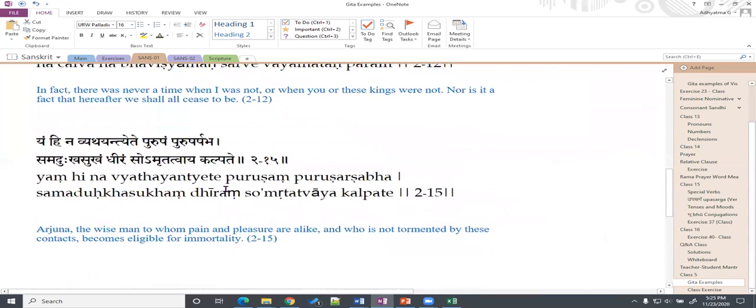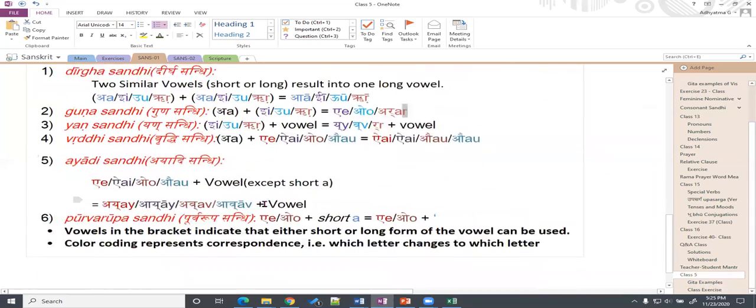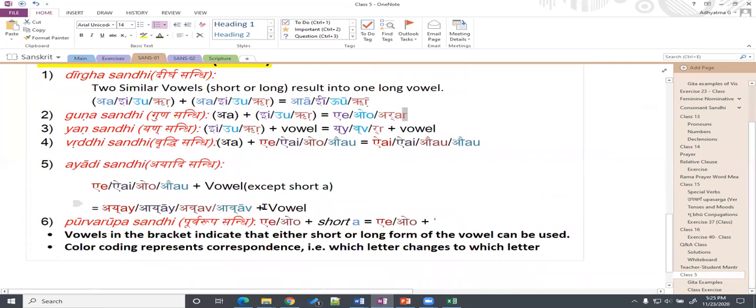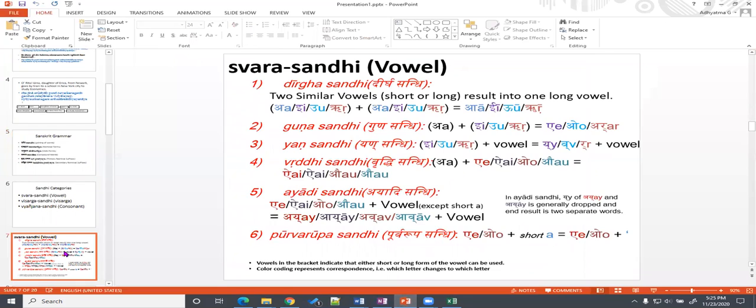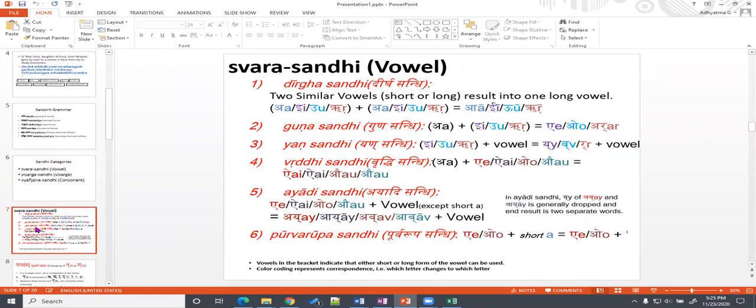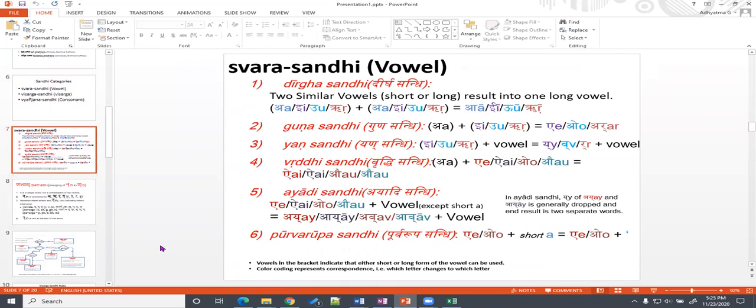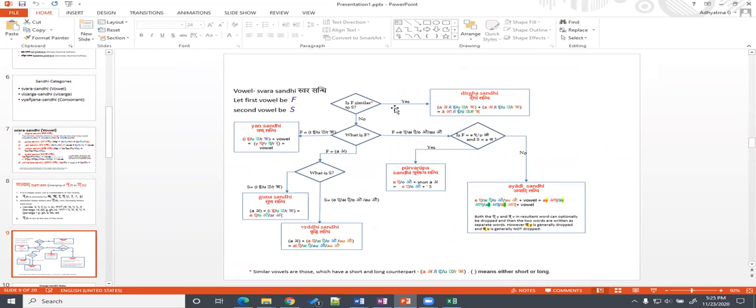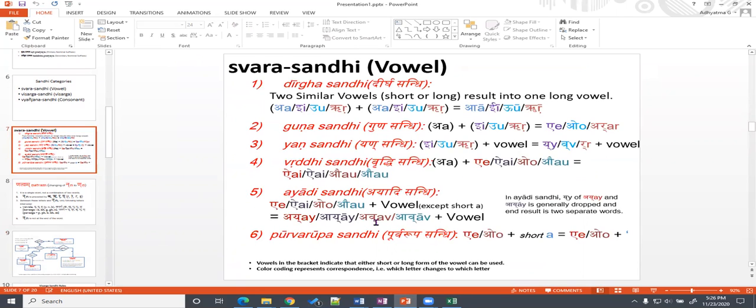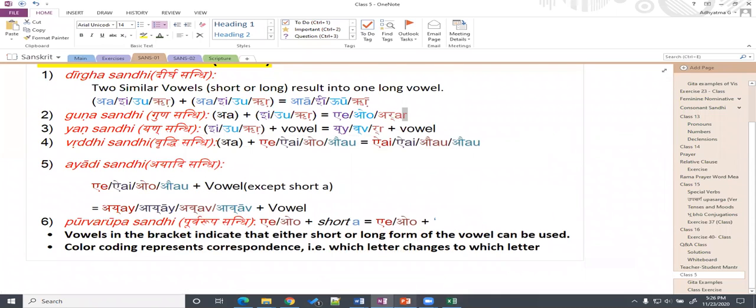So this is another thing you have to understand. Here I have put in a slide and a flow chart showing whether it results into one word or two words. This flow chart is available on the repository also. So in Swara Sandhi, it's always that we will have one word resulting. In the consonant and Visarga Sandhi, there could be different rules. So it becomes one word, as you can see here.